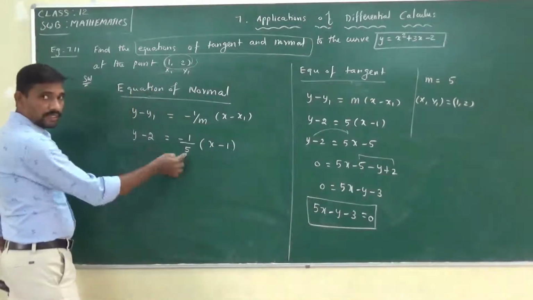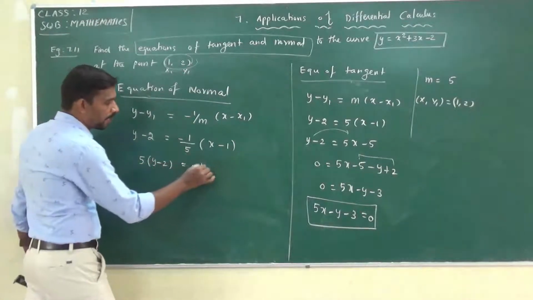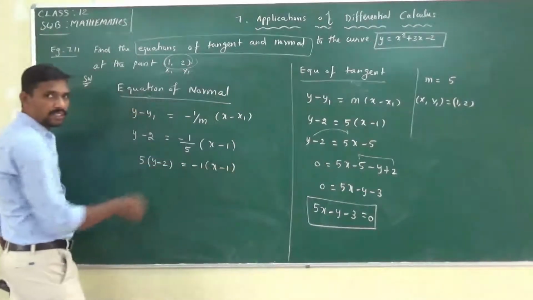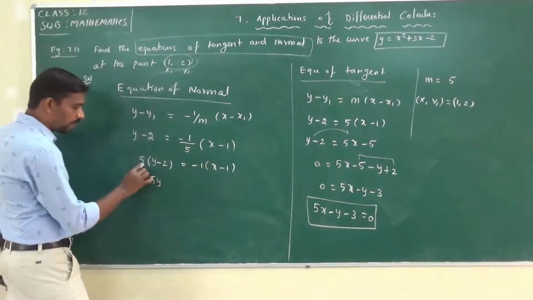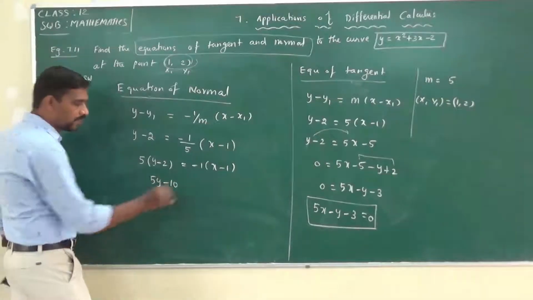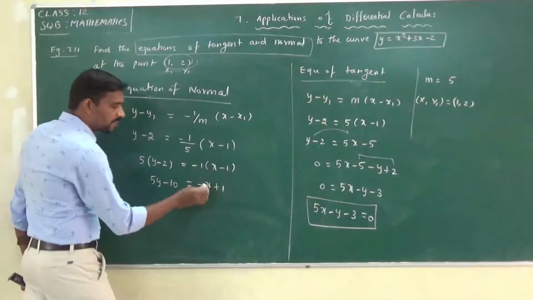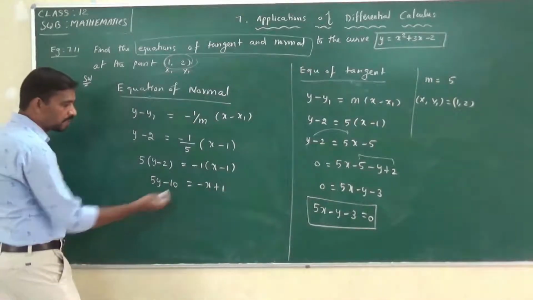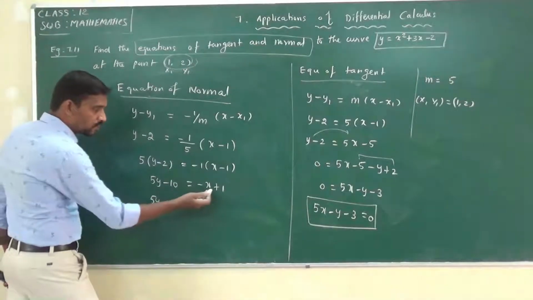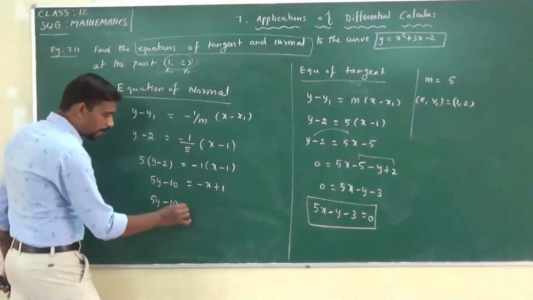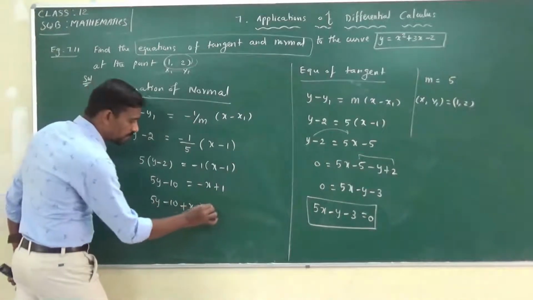This 5 taken to the left side. So it will be 5 into y minus 2 is equal to minus 1 into x minus 1. Multiply 5 over y minus 2 inside. So 5 into y, 5y, 5 2s are 10. So minus 10 is equal to here minus x plus 1. So this right side, bring into left side, so the symbol will be changing. So 5y minus 10. So minus x comes to left side, it will be plus x, and plus 1 from the right side comes to left side minus 1, which is equal to 0.